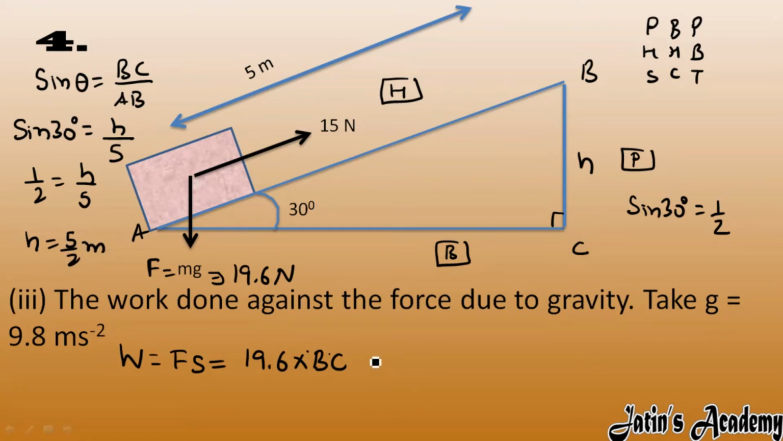So now 19.6 into 5 by 2. Now when you multiply this, you will get the work done against the force of gravity. We got it as 49 joule. Clear? So this is the way in which you will calculate the work done against the force of gravity. So here you need h. So you can also remember the formula that W is equal to mgh. You can remember this formula. This height represents the vertical height. Clear? Not a base, not an inclined height. We are getting it as a vertical height.